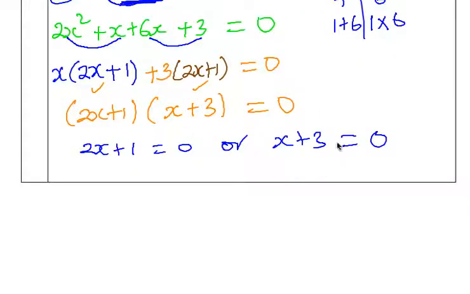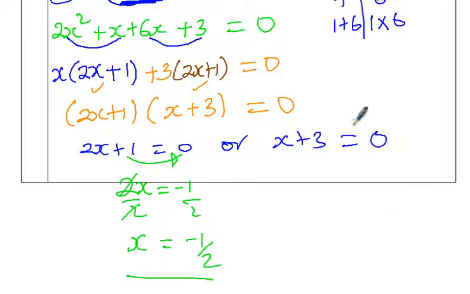And now that we have two equations, we are going to continue and solve. From the first one, take this one to this side, 0 minus 1, 2x is equal to minus 1, divide by 2 by 2. Our x should be negative a half. That is the first answer. And from this one, when I take 3 to this side, 0 take away 3 gives me negative 3. So that is our second answer.